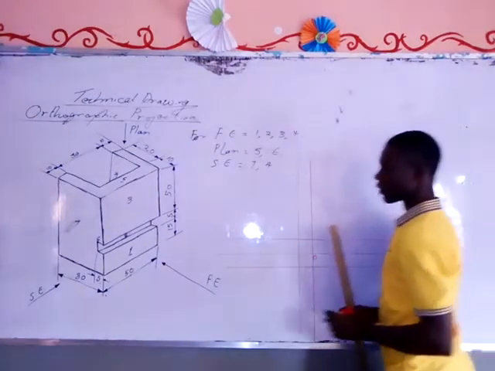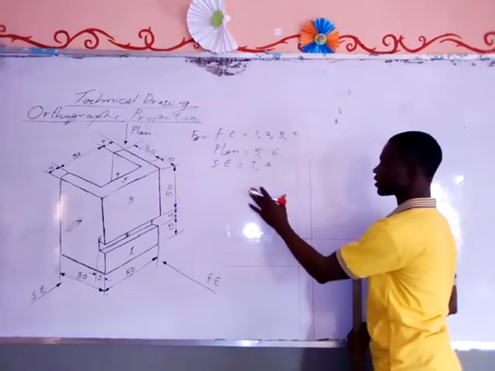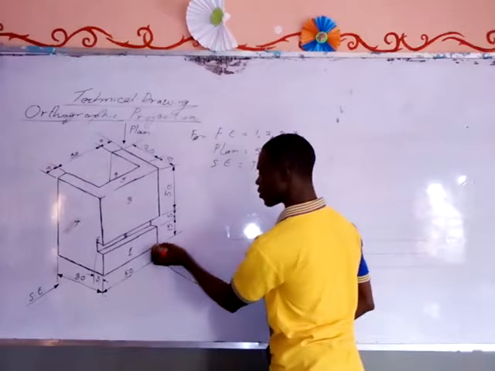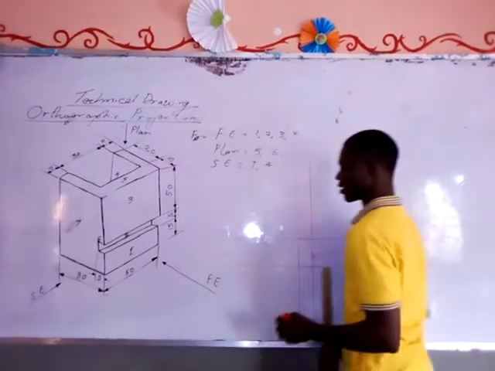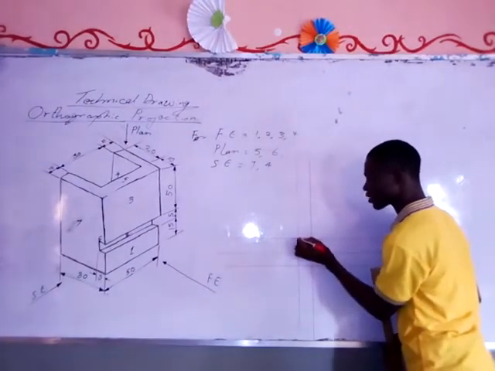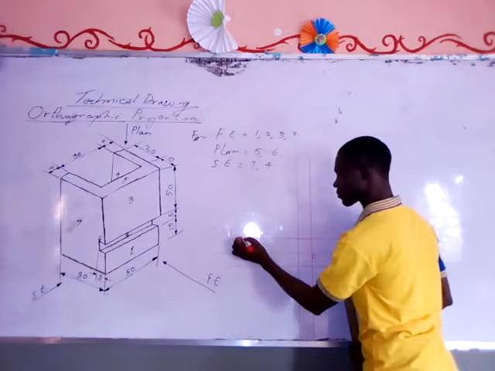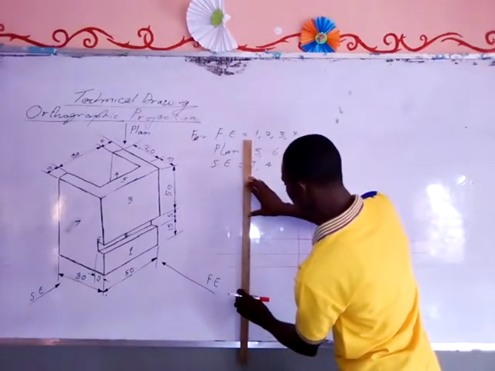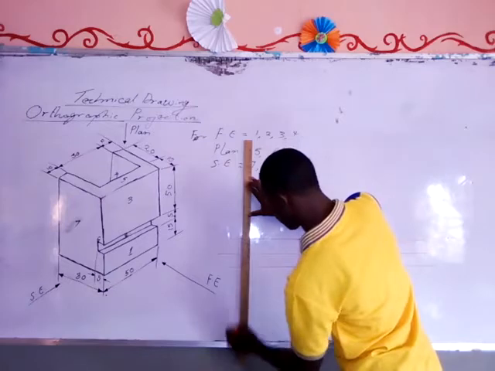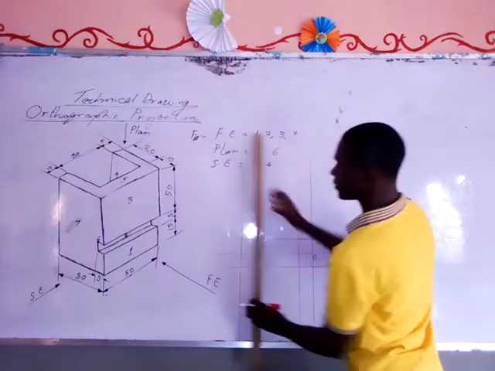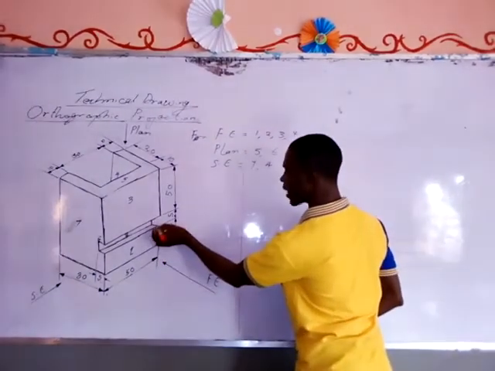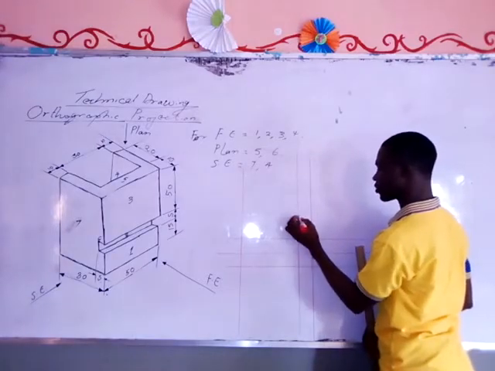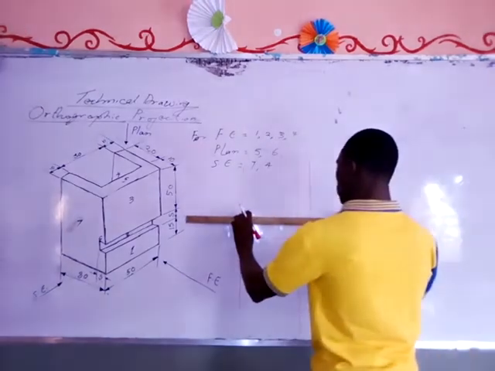Alright, so the next thing that we are going to do is put in the front elevation here. The distance from here to here is 50 millimeters. So you take a measurement of 50 millimeters from this point to the left, and draw a vertical line here. The width of this rectangle is 15 millimeters, so take a measurement of 15 millimeters from this point. So this is 15. Draw a horizontal line.